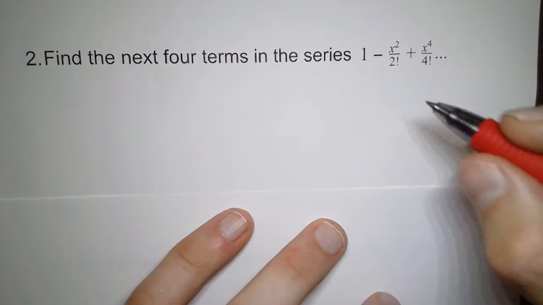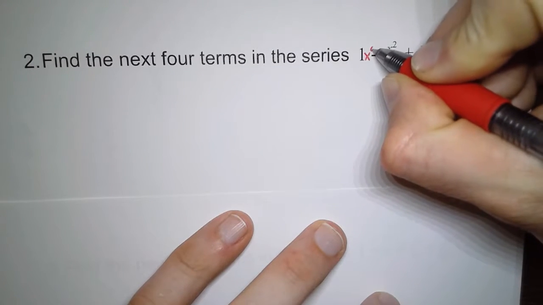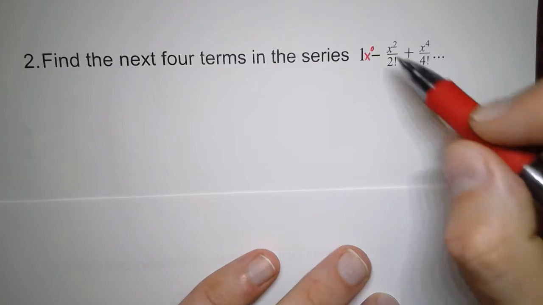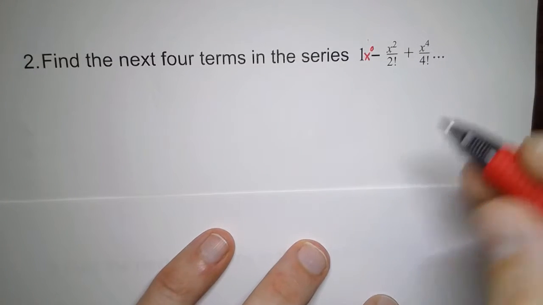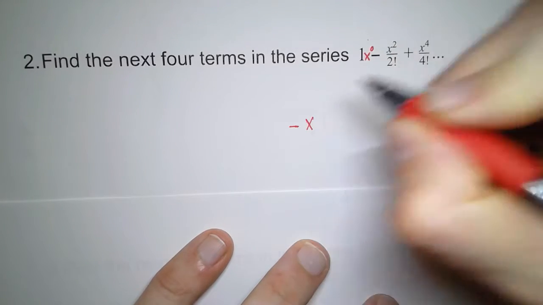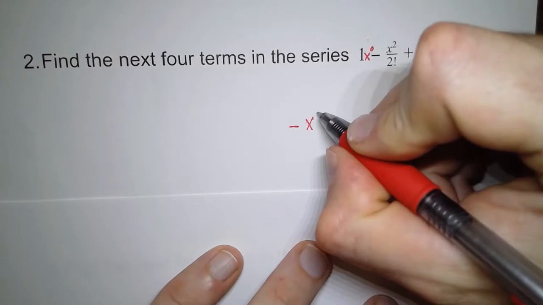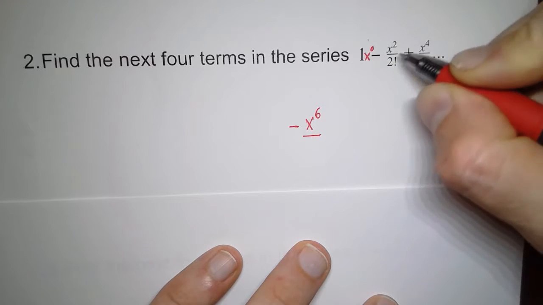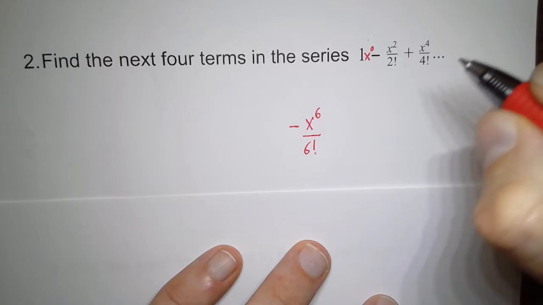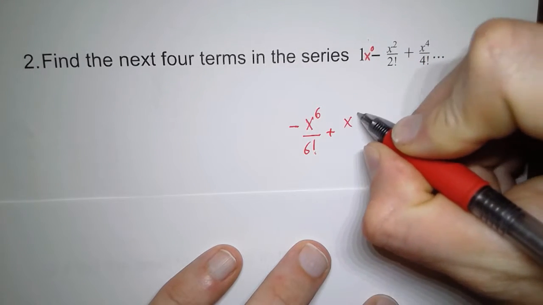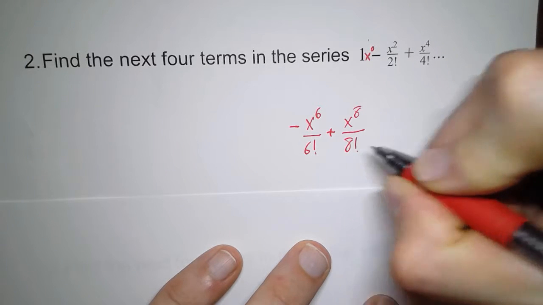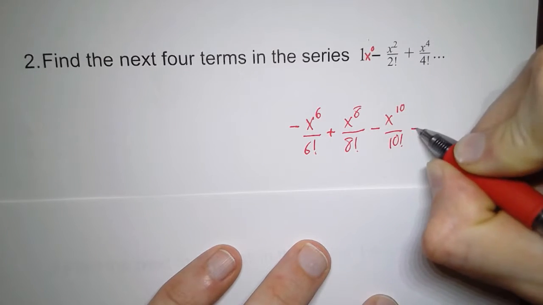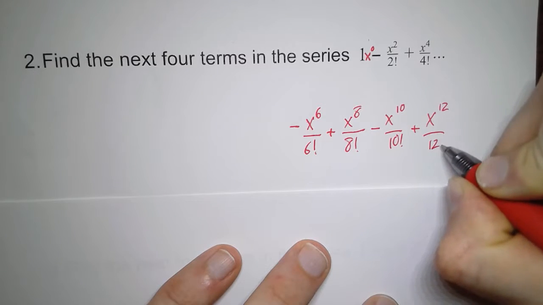What's the pattern? Well, if you think about it, when there's no x, that's the same as x to the 0, because anything to the 0 power is just 1. So actually there is a progression in the powers of x. It goes from 0 to 2 to 4. So the next term is going to be minus x to the 6th over, and again, the denominator matches the exponent, so it's going to be 6 factorial. Then we're going to add x to the 8th over 8 factorial. And then subtract x to the 10th over 10 factorial, plus x to the 12th over 12 factorial.